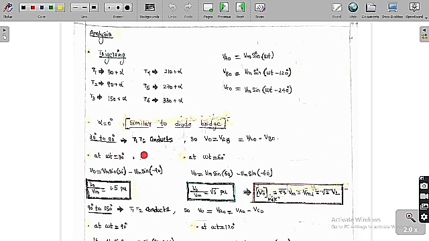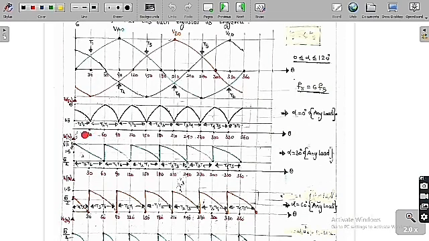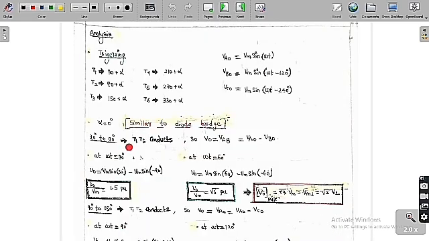From the graph you can see clearly that T1 and T6 are going to conduct. From 30 to 90 degrees, T1 is triggered at 30, but T6 is already conducting. So from 30 degrees to 90 degrees, T1 and T6 are conducting.